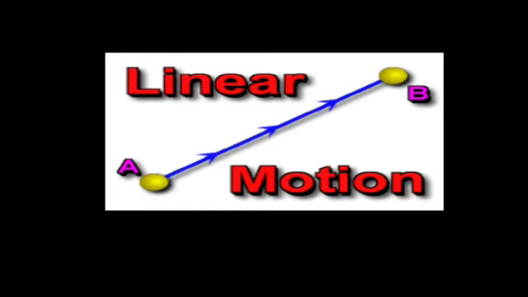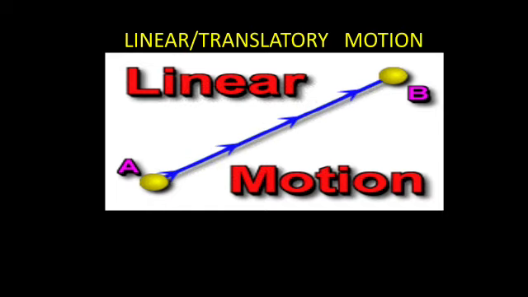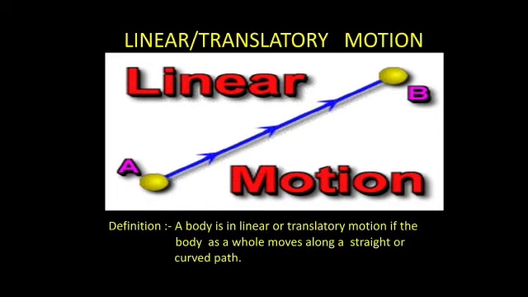So, what is linear motion? It is also known as translatory motion. We simply define it: a body is in linear or translatory motion if the body as a whole moves along a straight or curved path.